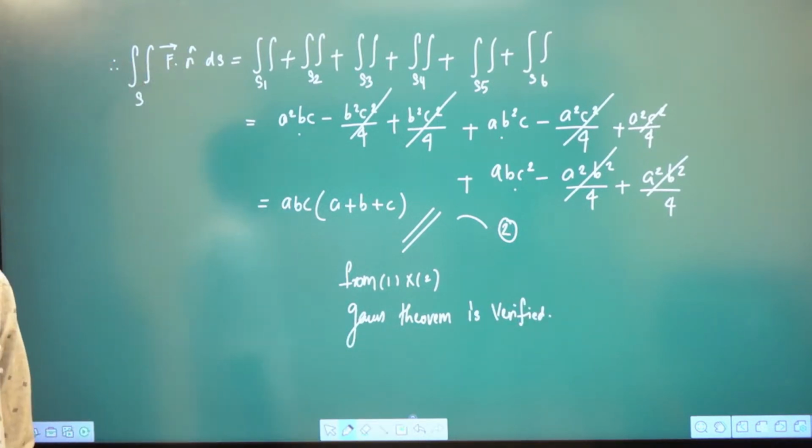From now on, just remember that for the front face n cap is i, and for back n cap is minus i, for left n cap is j, for right n cap is minus j, and for up n cap is k, and for down n cap is minus k. And ds, just find the limits: x varies, y varies, z varies. Then you can easily do the problem. You just need to add up all 6 faces. Is it clear? Can you do one more problem based on this? Is it clear, right?